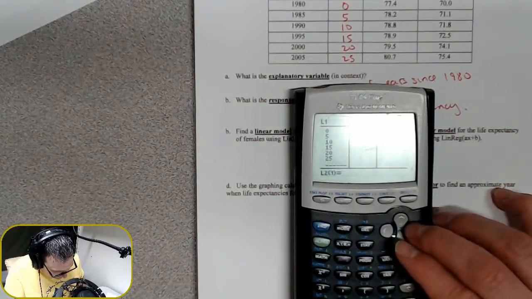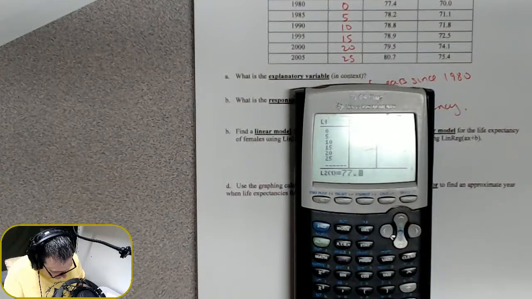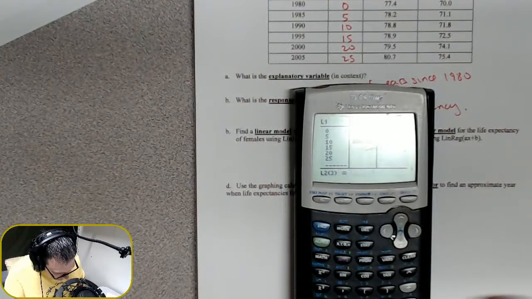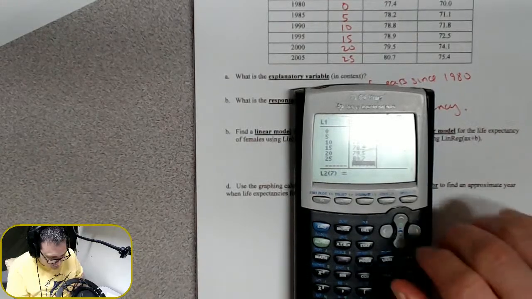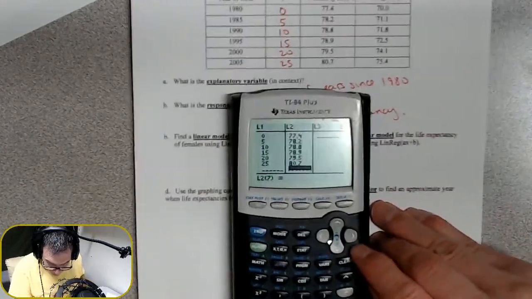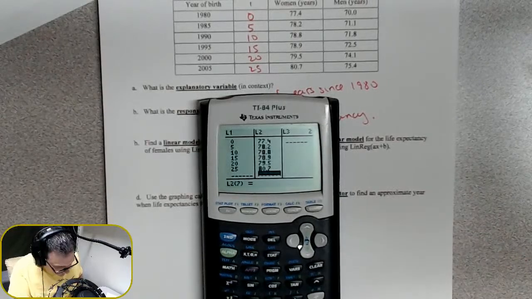There's my list 1. My list 2 is 77.4, 78.2, 78.8, 78.9, 79.5, and 80.7. Oops, there's a little glare right there. You see that a little better?